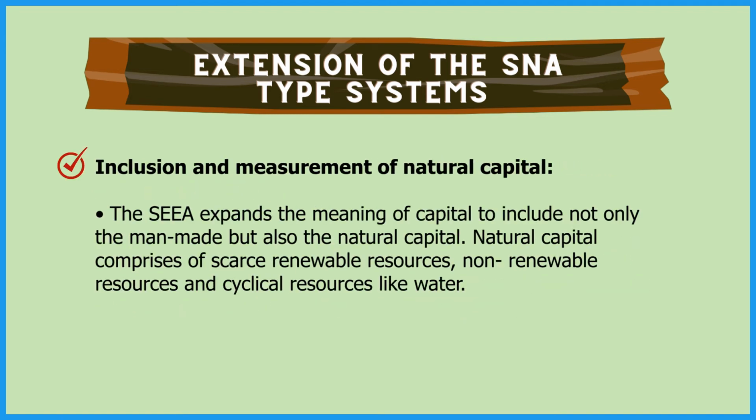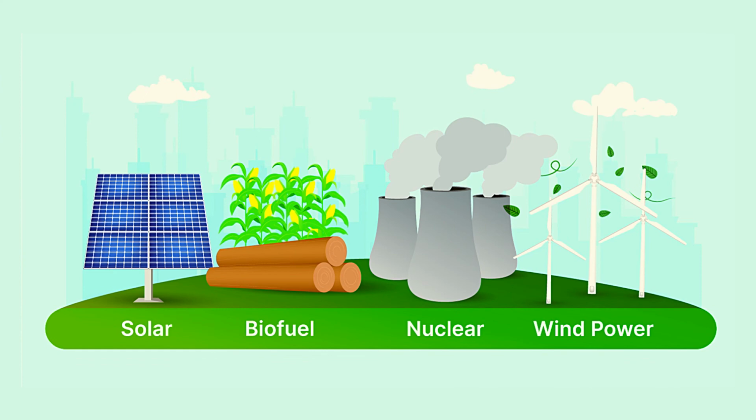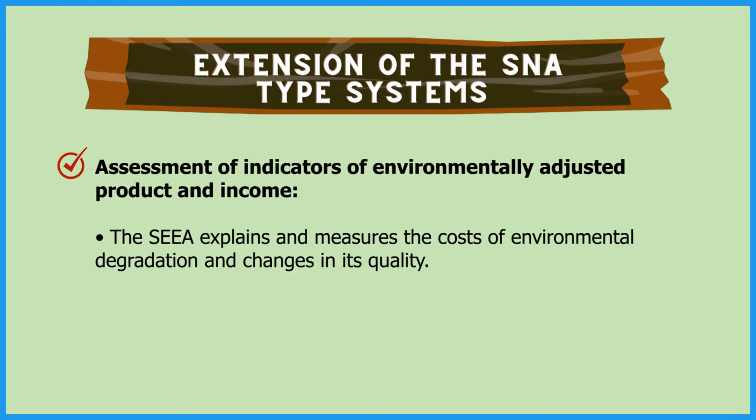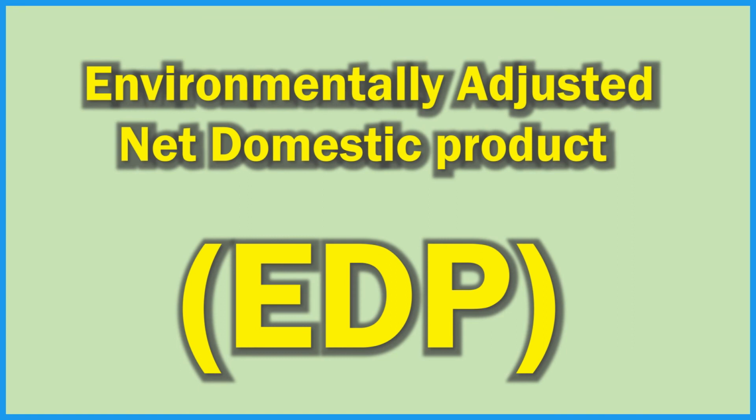Now the fourth objective of this SEEA integrated approach is inclusion and measurement of natural capital. So this approach expands the meaning of capital to include not only man-made but also natural capital. And natural capital comprises scarce renewable resources, non-renewable resources and cyclic resources like water. Now assessment of indicators of environmentally adjusted product and income is another objective of this approach. So in integrated SEEA, the cost of environmental degradation and changes in quality are explained and measured. So after these adjustments, it is known as environmentally adjusted net domestic product, or EDP.